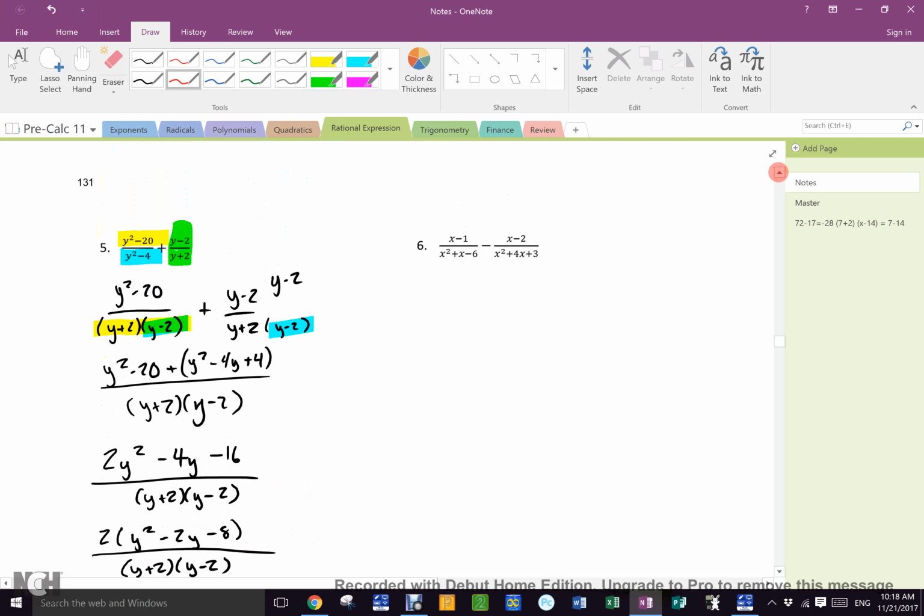What's different about 6? Those denominators are both trinomials, right? What do we know to do when we see a trinomial? Factor it. So what's that first one going to become? Remember when I told you guys you got to get good at factoring? What's this one going to be? X plus 3, x minus 2, correct? Everyone agree? Yeah. Okay. What's the next one going to be?